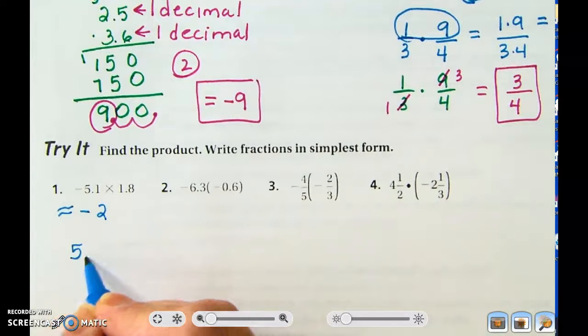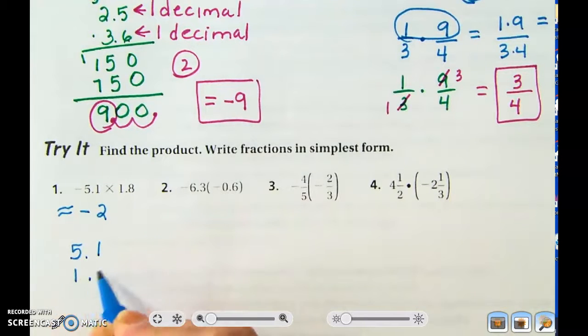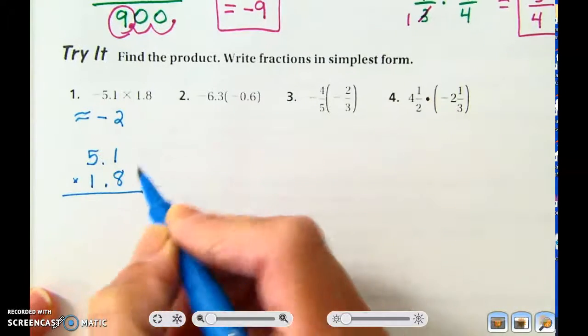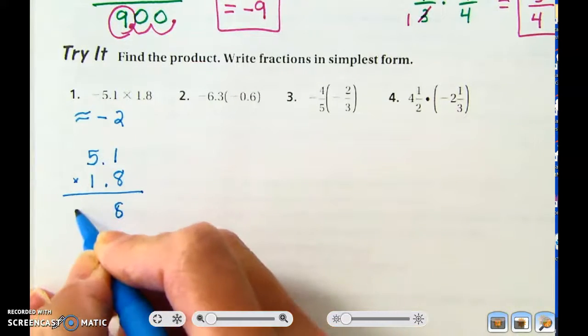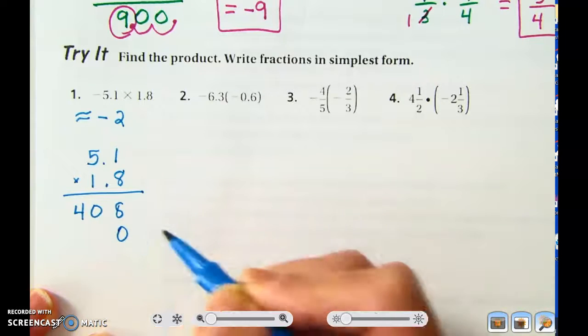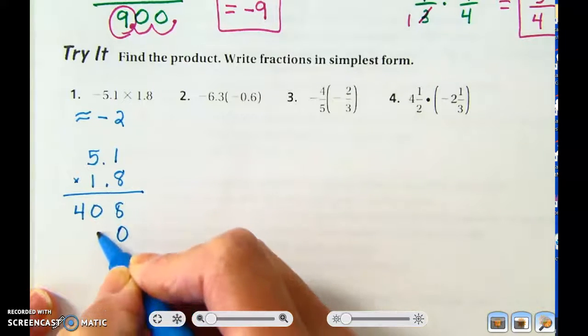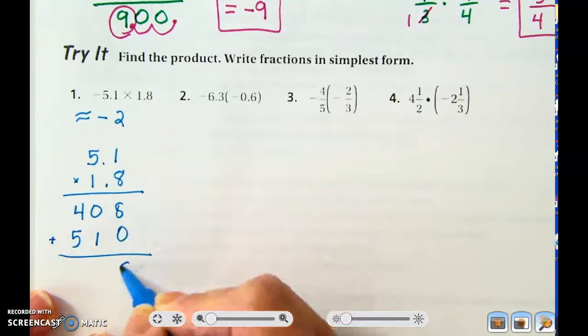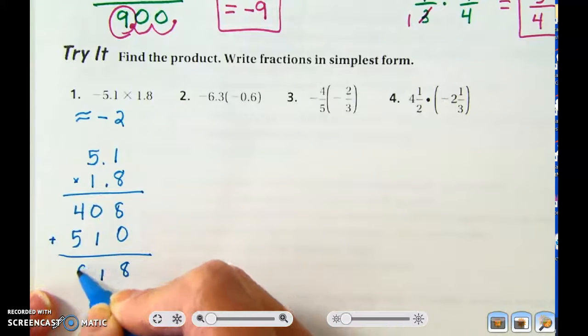So we have 5.1 and 1.8. We're going to multiply those. 8 times 1 is 8. 8 times 5 is 40. Put a 0 in here for a placeholder. 1 times 1 and 1 times 5. And then we add 8 plus 0, 1, and 9.